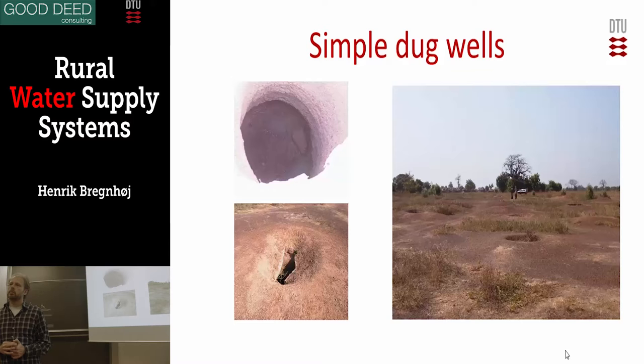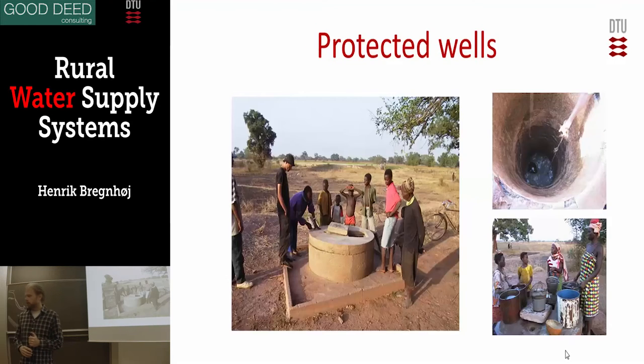Well, it's quite clean compared to surface water. Cleaner than surface water. And it's cheap and easy to construct. Very easy to construct. You can, in principle, build it outside your house. So it's cleaner than surface water, but if you want to make it really clean, you have to protect it somehow. This is what we call a protected dug well.